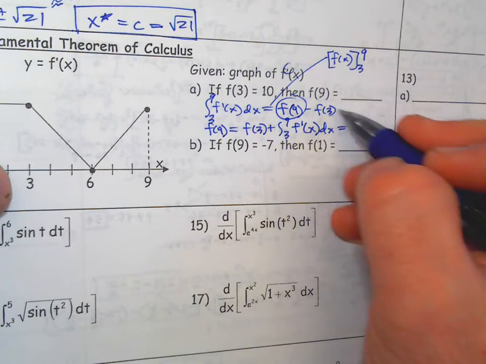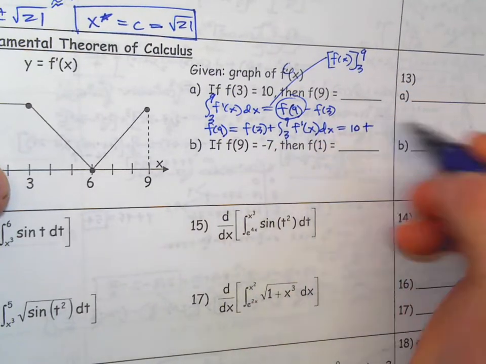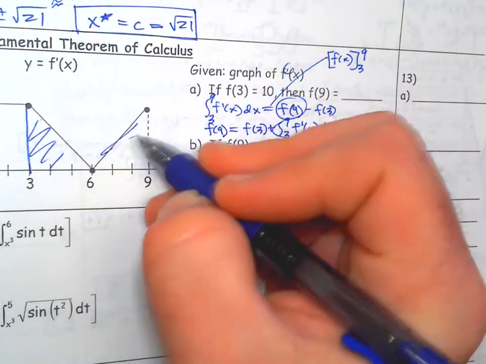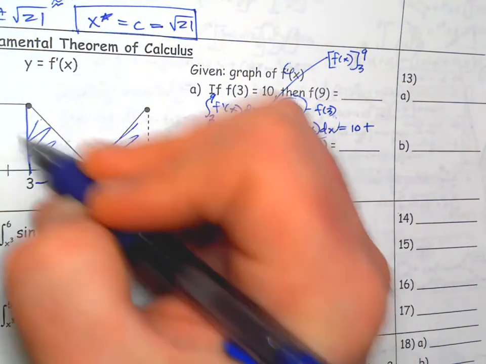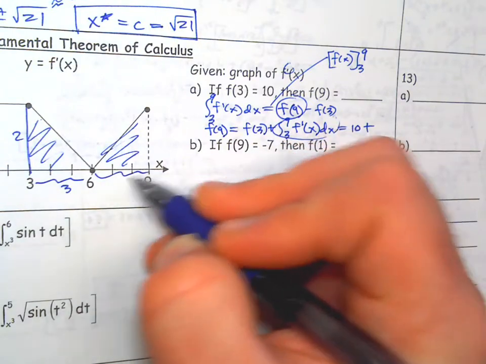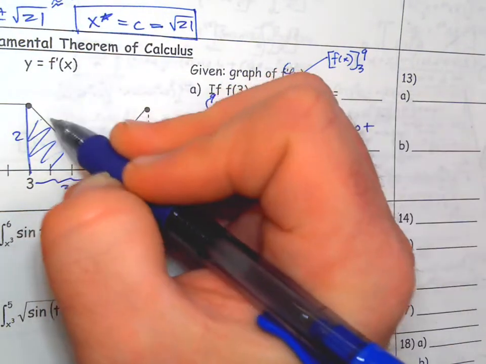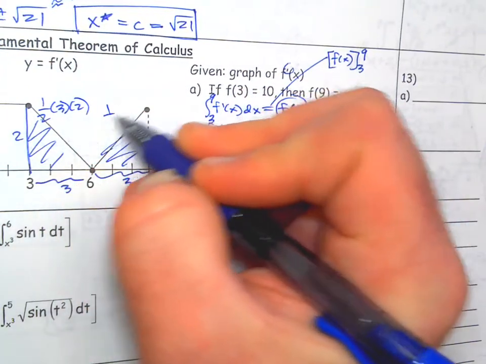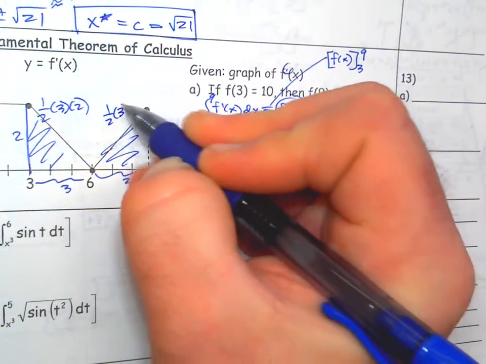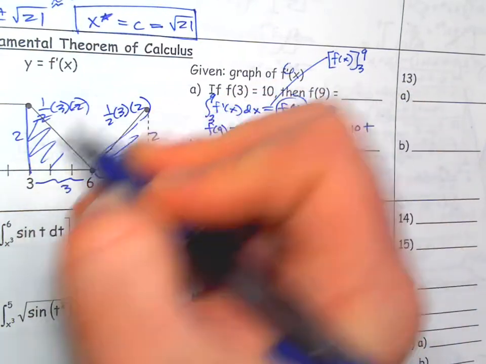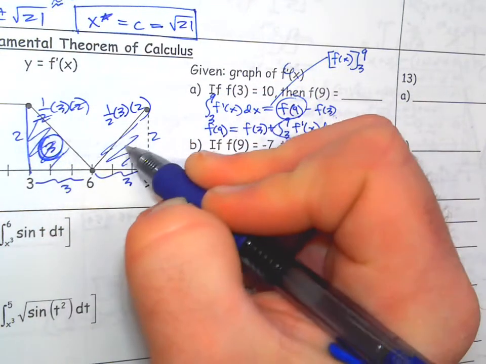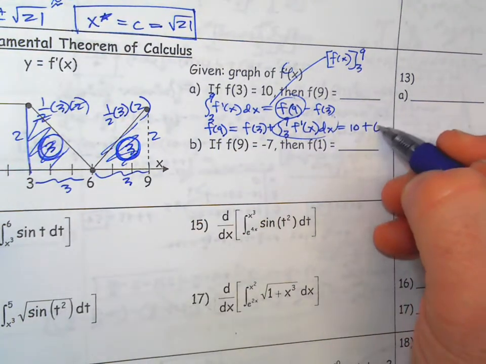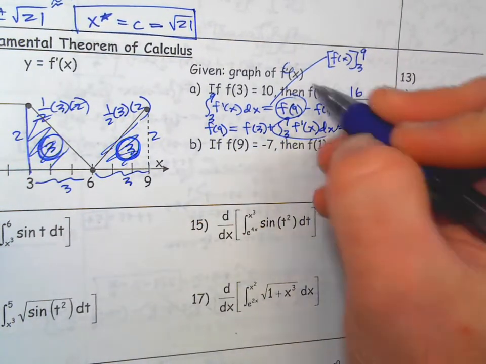So f of 3 is 10. Now this is the area from 3 to 9. So it's all this area right here. So it's going to be 2 triangles, 1/2 base times height, and 1/2 base times height. To help me out and help you, show some work and then maybe show what you got on the picture so I can figure it out. So it's going to be 6, and so your answer is going to be 16.